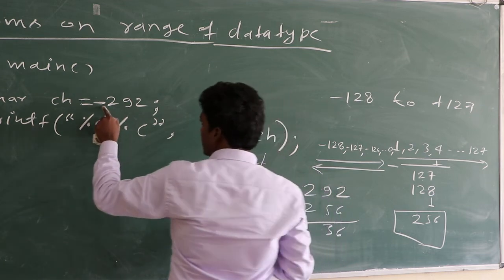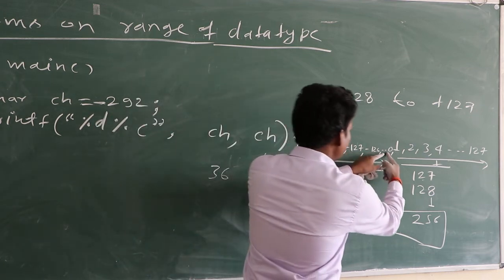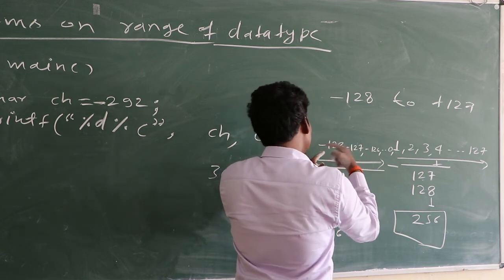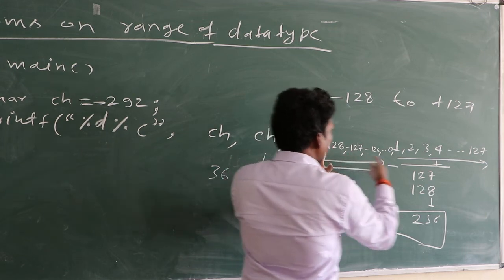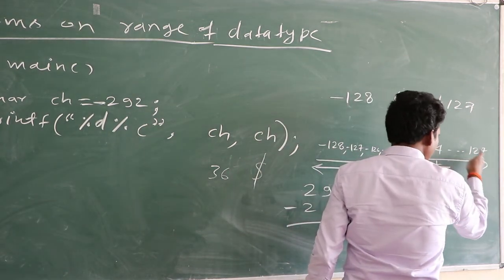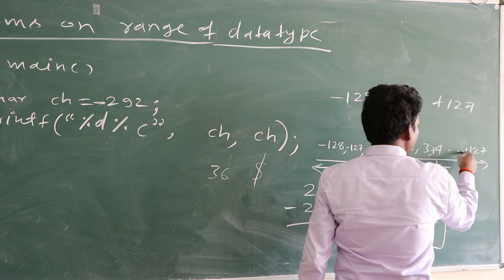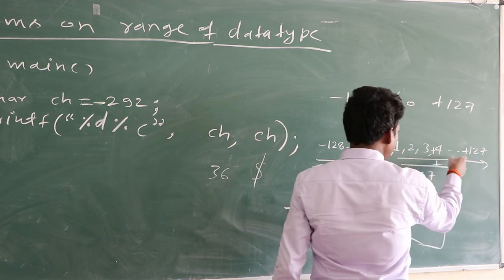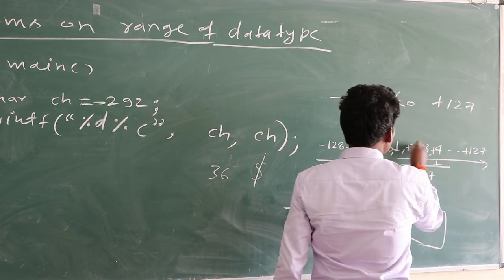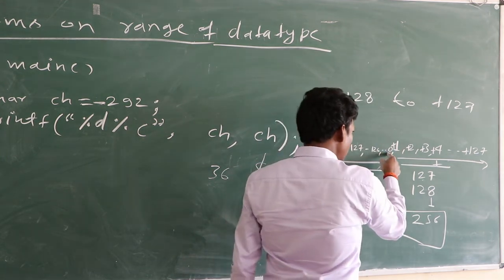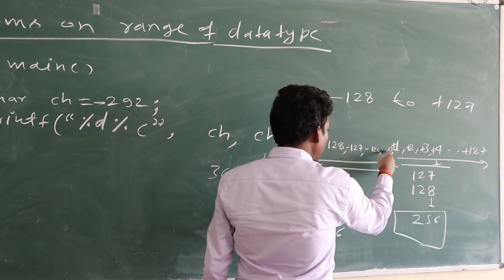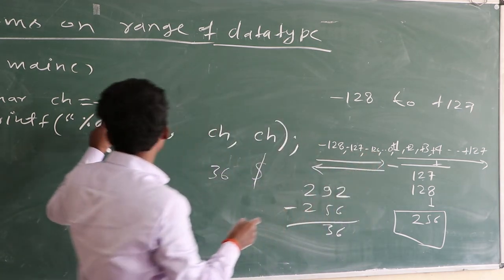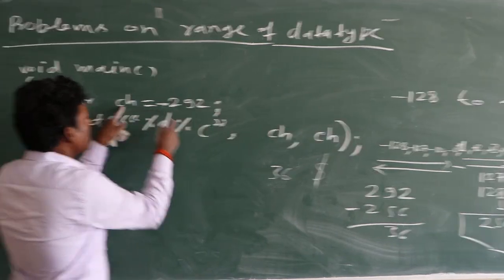So when the value is -292, you start -1, -2, -3, -4, up to -128. After -128, when you attempt to increment it, it will be here: +127, then +126, then +125, then +124, then +4, +3, +2, +1. Again 0. The total is 256. Again you go -1, -2, -3, -4, -5, to -36. In this case, CH has -36.